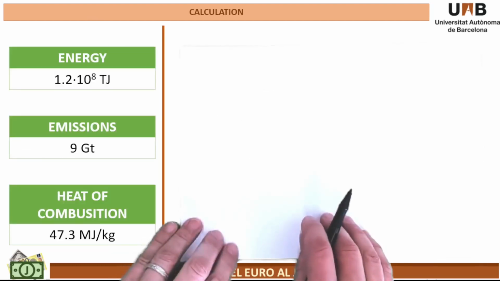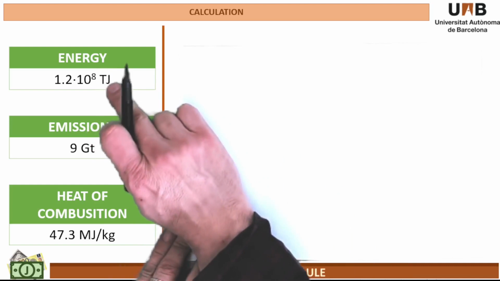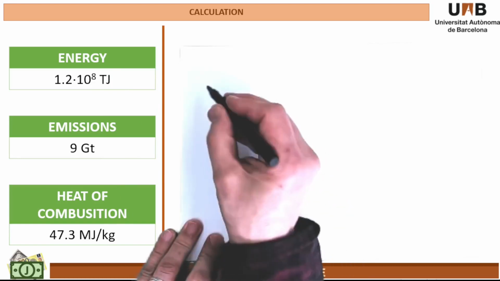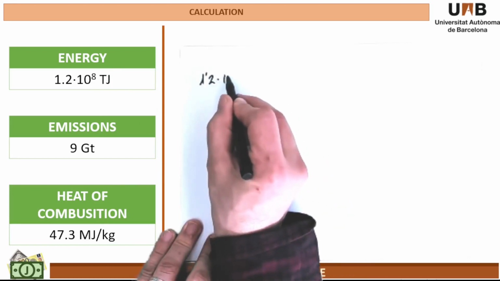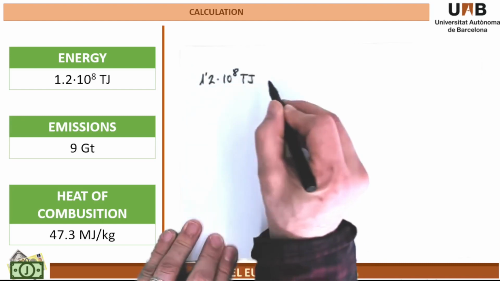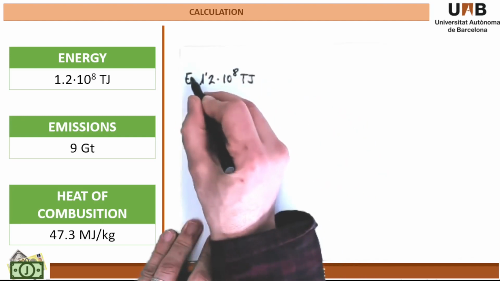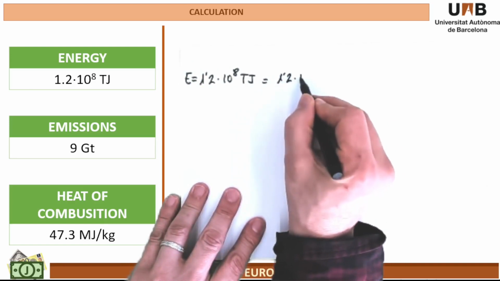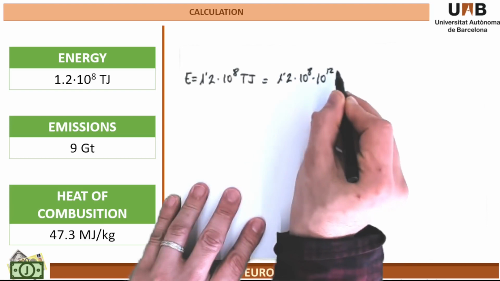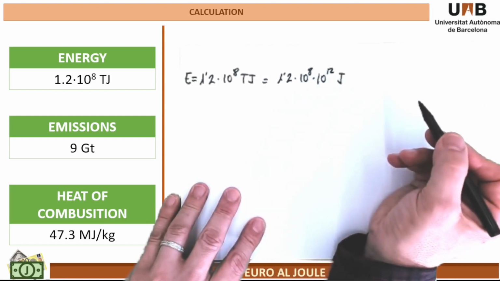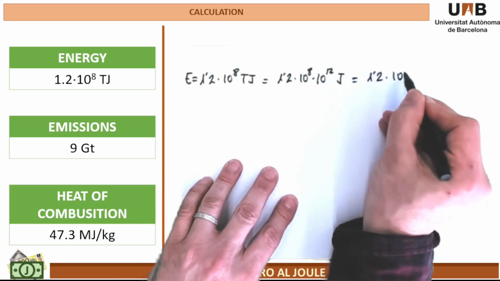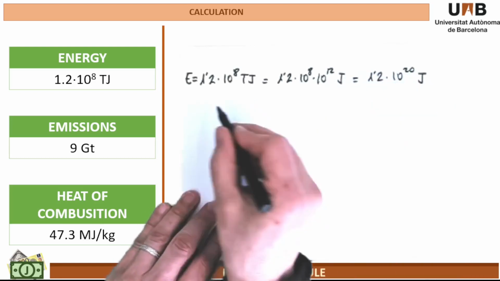So now let's calculate the amount of gasoline that I need to obtain this 1.2 10 to the 8 terajoules of energy. This is the energy that I'm using. This is 1.2 10 to the 8 times 10 to the 12 joules of energy, and this means 1.2 10 to the 20 joules.